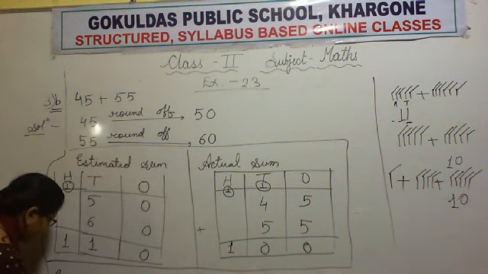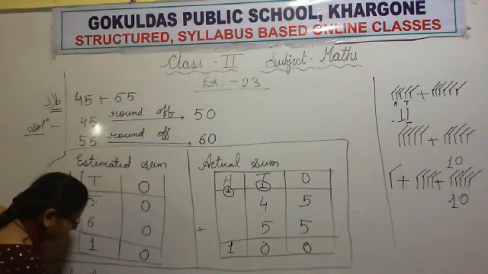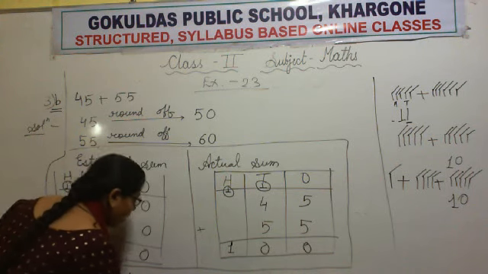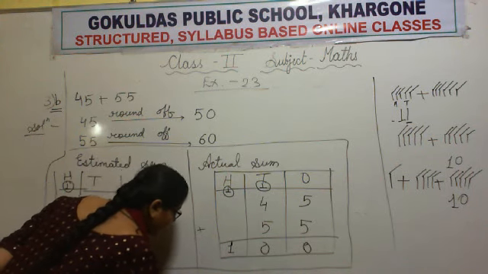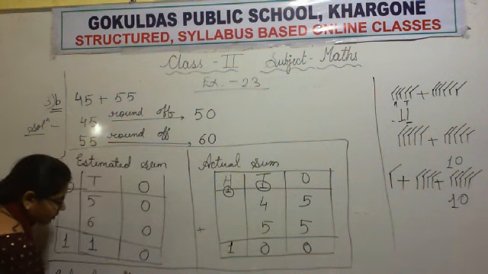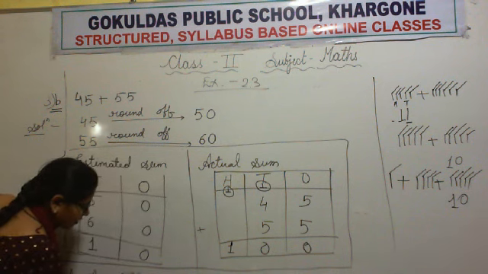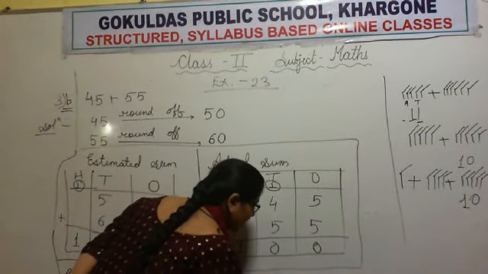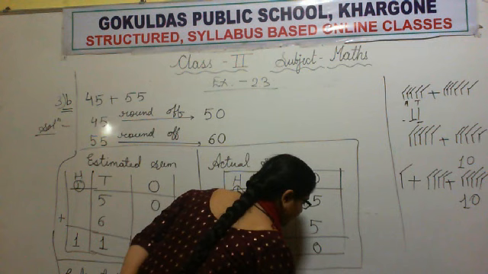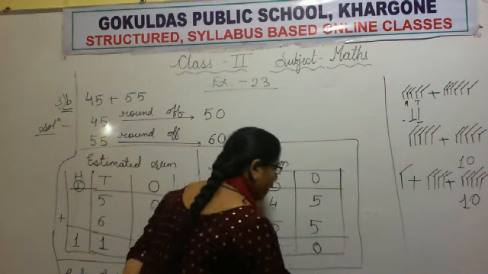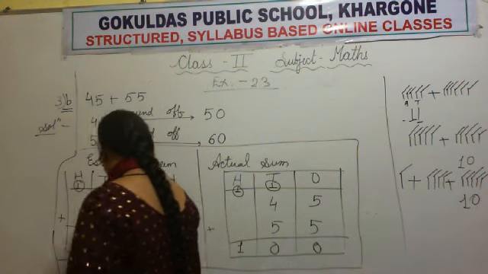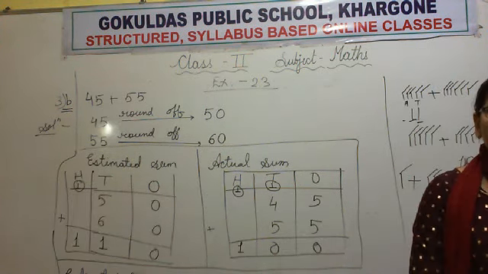So write with me. Estimated value is... what is the estimated value? 110. Or we can write sum here. Estimated sum is 110, but actual sum is 100. Okay, and then 9 plus. So this is how we can do it.